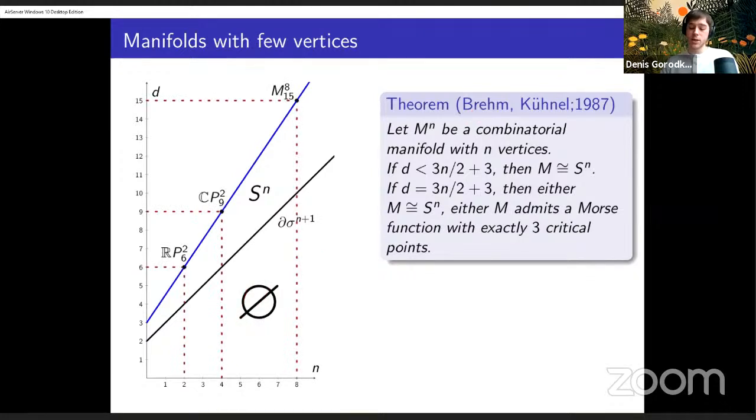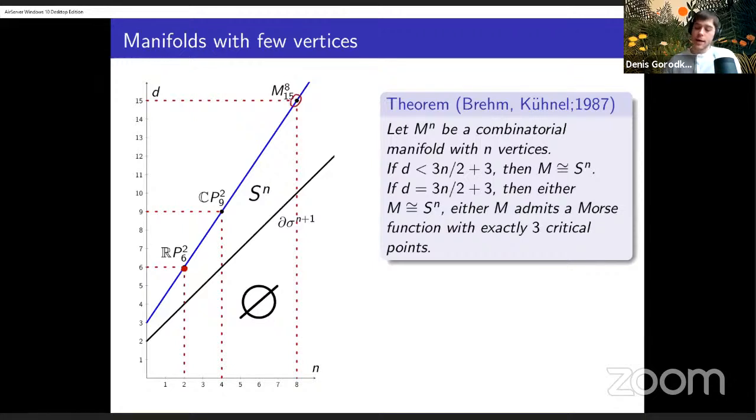More precisely, if we look at this line, the only non-sphere in dimension 2 is the triangulation of RP2 with 6 vertices, which is received by factoring out the antipodal involution on the icosahedron. In dimension 4, the only non-sphere is the triangulation of CP2 with 9 vertices. However, in dimension 16, nothing is known. Not a single example was constructed.